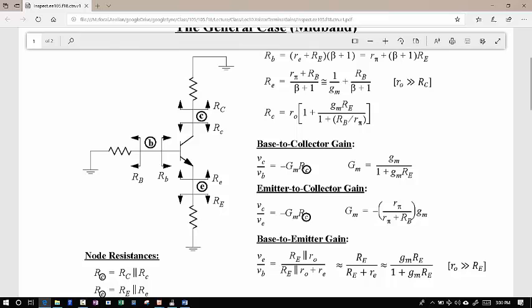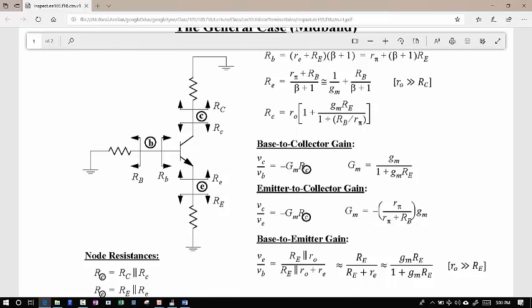And then GM is just GM over 1 plus GMRE. We just derived that. For the case of emitter to collector gain, here to here, we just derived that. Same equation for gain, minus capital GM times R, all the resistance at node C going to ground. Okay, except now GM is this, minus R pi over R pi plus RB times little gm.